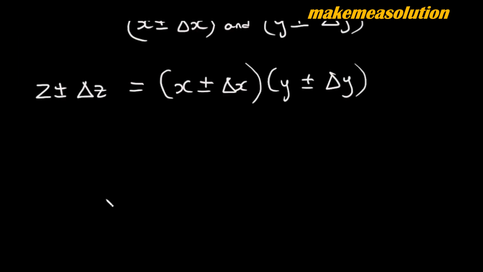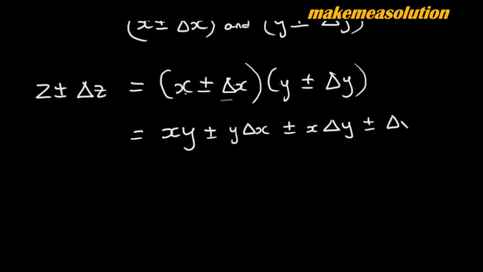Is that okay? So I'm going to expand the right hand side. Expanding the right hand side, I'm going to have xy, and I'll now have plus or minus y delta x. Then when I do this and this, I'll have plus or minus x delta y. Then when I do this and this, I'm going to have plus or minus delta x, delta y.